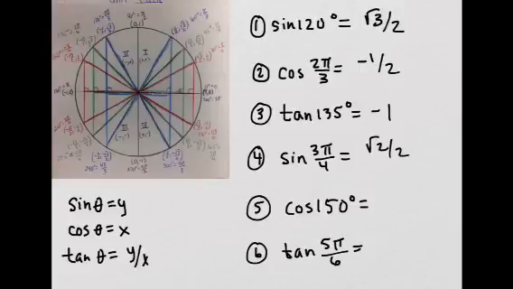Cosine of 150, that's right here, 150, so that's this angle right here. Cosine is the x coordinate, so the x coordinate at 150 is negative radical 3 over 2. And tangent 5 pi over 6, again same angle right here. And it's going to be, what is the tangent? So it's y over x, so it's this over this. So it's going to be negative 1 over radical 3 after the 2's cancel, and then you rationalize it. And so you get negative radical 3 over 3.